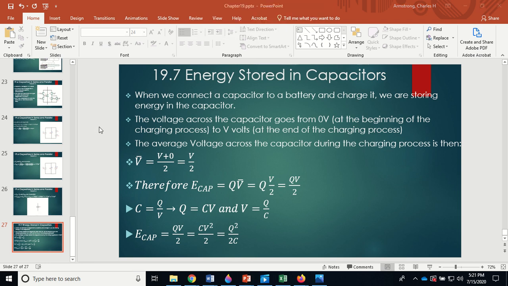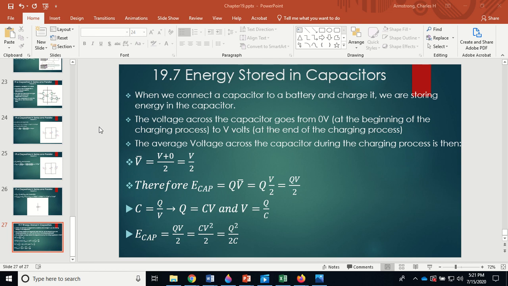Okay, now when you use a battery to charge up a capacitor, you're putting energy into the capacitor. The capacitor stores energy. I told you the story about the idiots who threw the capacitor. Well, what causes you to get a shock? Stored energy. If it didn't have energy stored in it, it wouldn't have the ability to shock you. So when we connect the capacitor to a battery and charge it, we are storing energy in the capacitor.